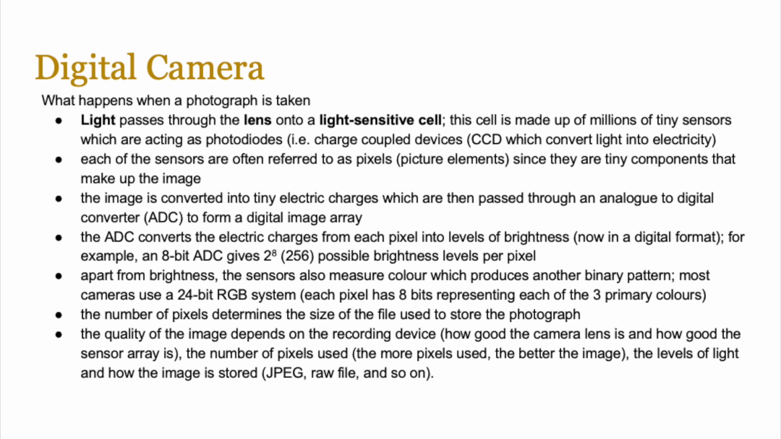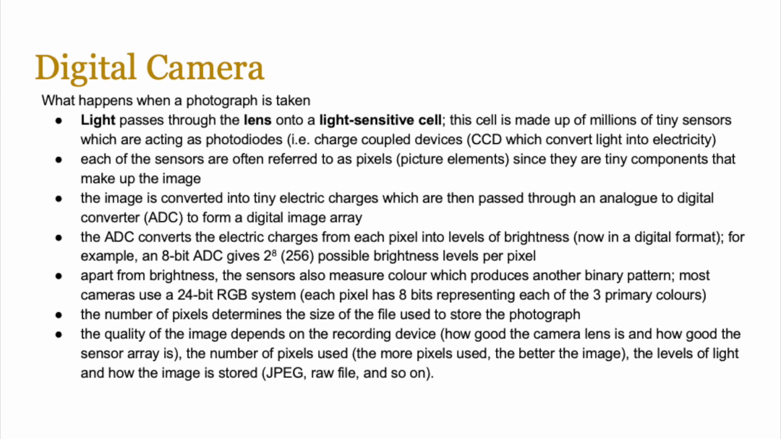Now, all you need to know here is the bits in bold. Light passes through lenses onto a light-sensitive cell. This image is then converted into an electrical representation via an ADC. And that probably will be enough to give you 4 marks.